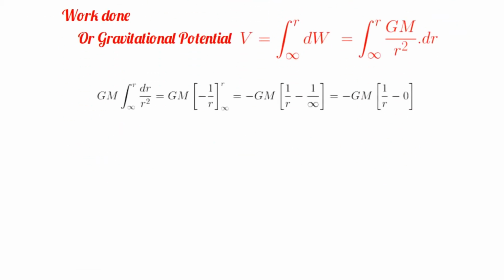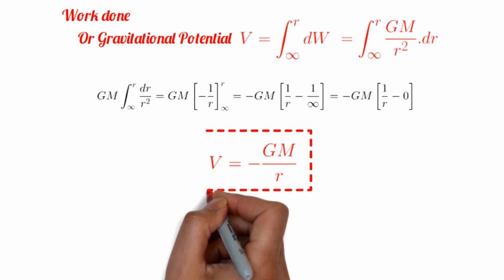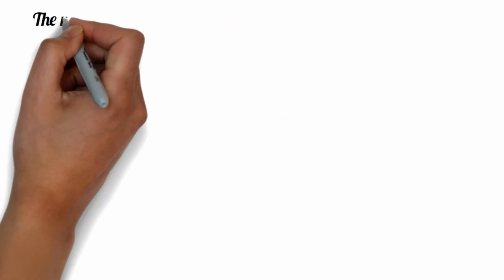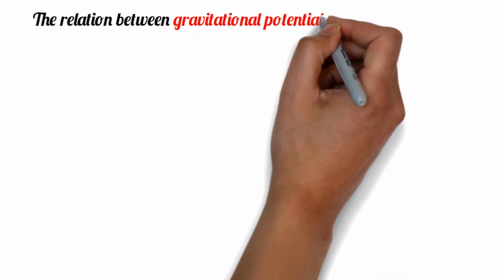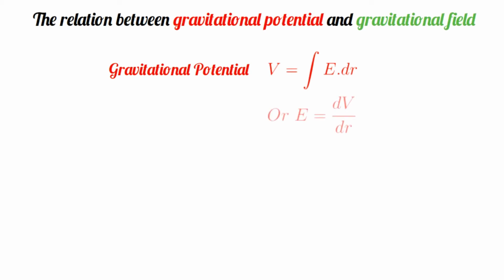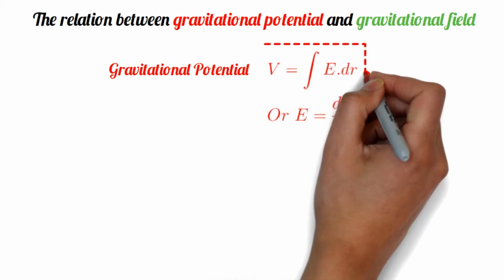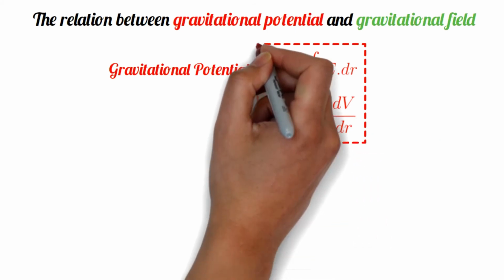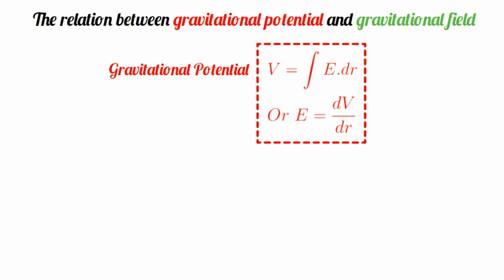Now solving this equation we get V is equal to minus GM by r. This is the measure of the gravitational potential. The relation between gravitational potential and gravitational field. The gravitational potential V is equal to the integral of E.dr, or E is equal to dV by dr. This is the relation between gravitational field and gravitational potential.